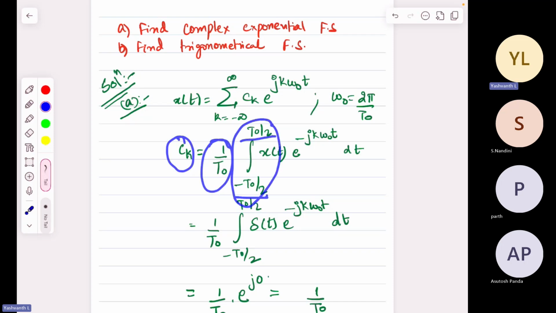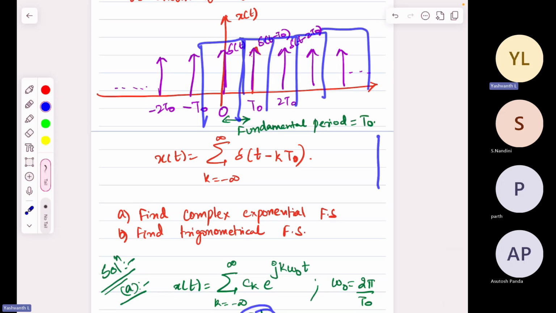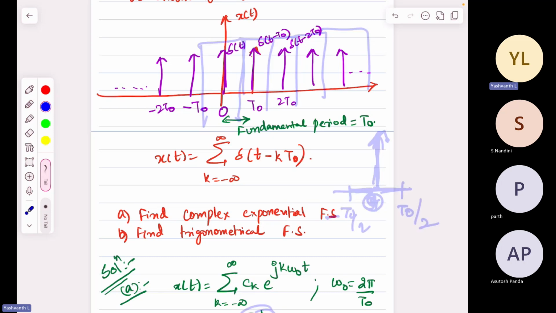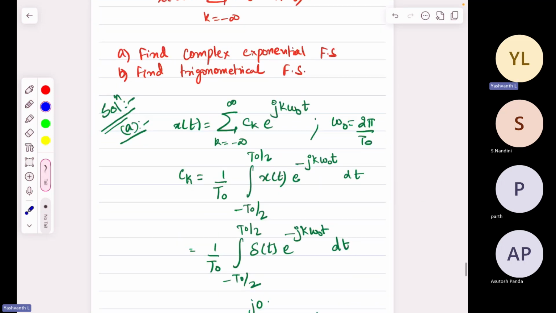That is, I'm just taking one interval. What I'll do is take this as my interval. For every such interval, the signal is going to be the same. From minus t naught by 2 to 0 you have 0, at 0 you have an impulse, and from 0 to t naught by 2 you have 0. So that's basically one periodic interval. So I'll consider from minus t naught by 2 to plus t naught by 2, x of t e power minus j k omega naught t dt.